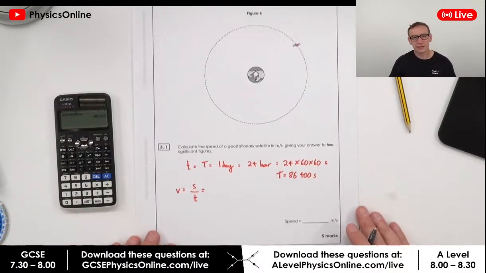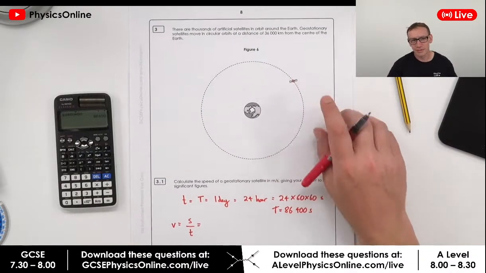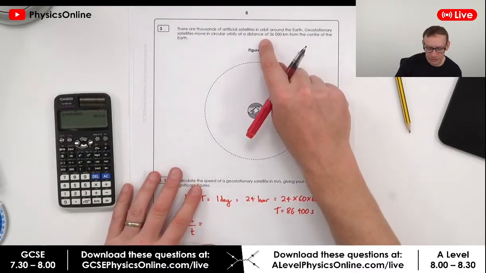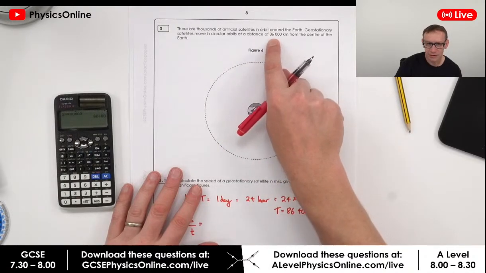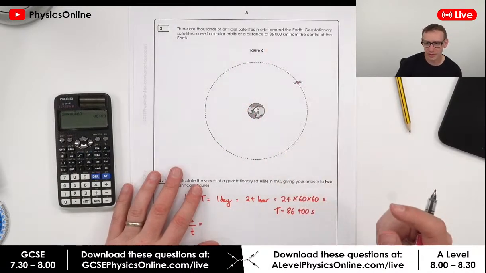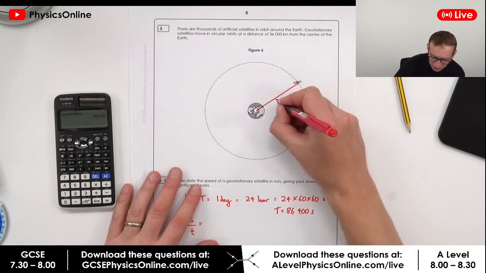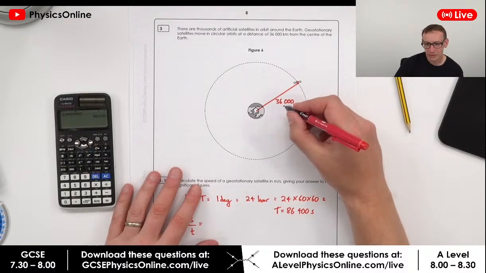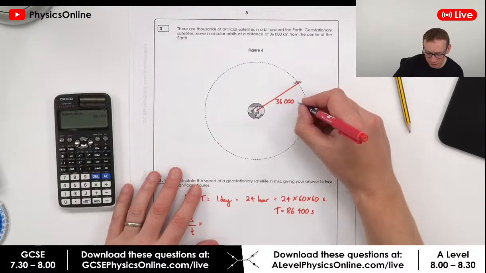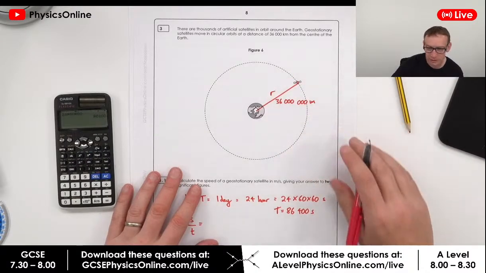Do we know the distance around this? How do you work out the distance from the information in the question? Well, in the question it says they orbit at a distance of 36,000 kilometres from the centre of the Earth. So what we do know is that from here to here is 36,000 kilometres, which is 36 million metres. And that's just equal to the radius.